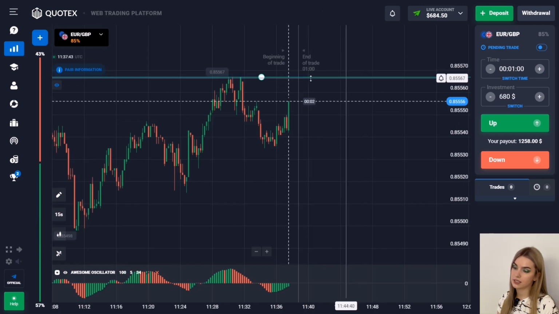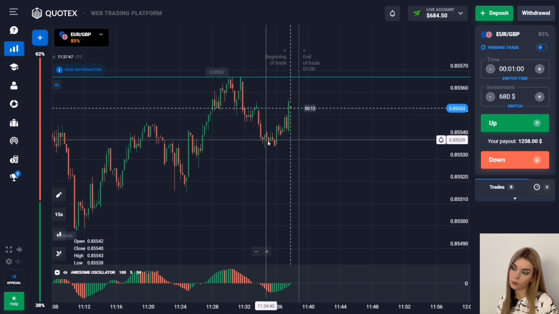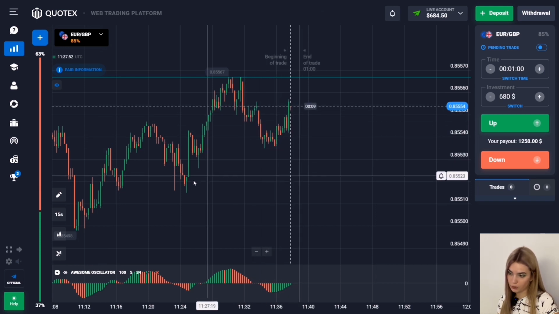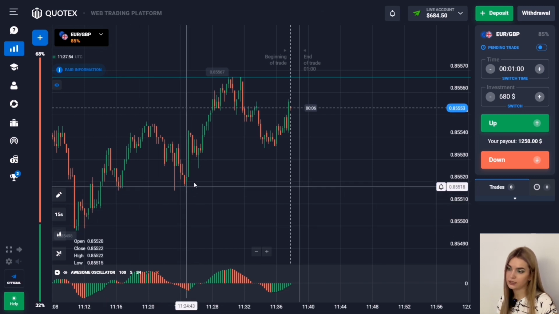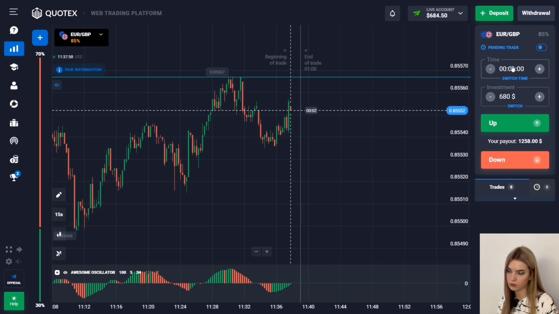Here we have a resistance level. We also see that there was a pullback down from the level, and after a while the price turned around and is again approaching our level. Also, the main price lows are getting higher, and the overall price potential is going up. In this situation, we will open a deal for 2 minutes to go up.